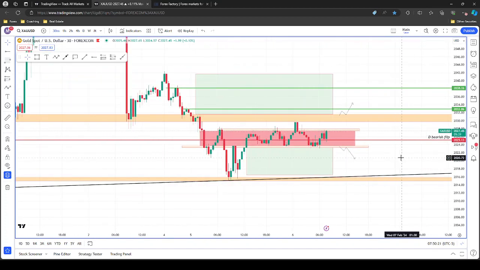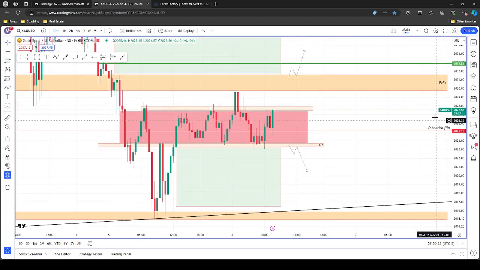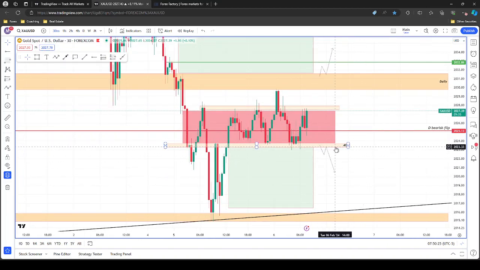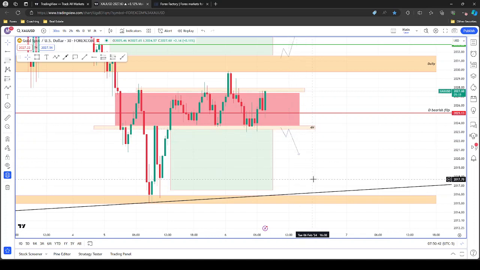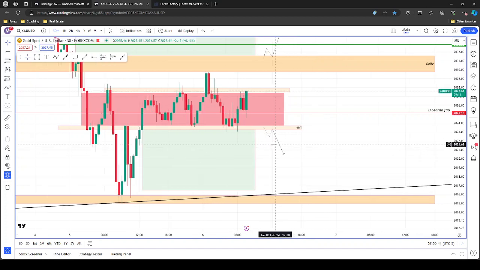On the downside, what I would need to see is a 30-minute candle close below this 4-hour support, which is around the 2023 level. So I would need a 30-minute to somehow close below here. After it closes, the following candle would have to do one of two things. Either one, give us a top wick to retest this area and then continue bearish. That would be one.